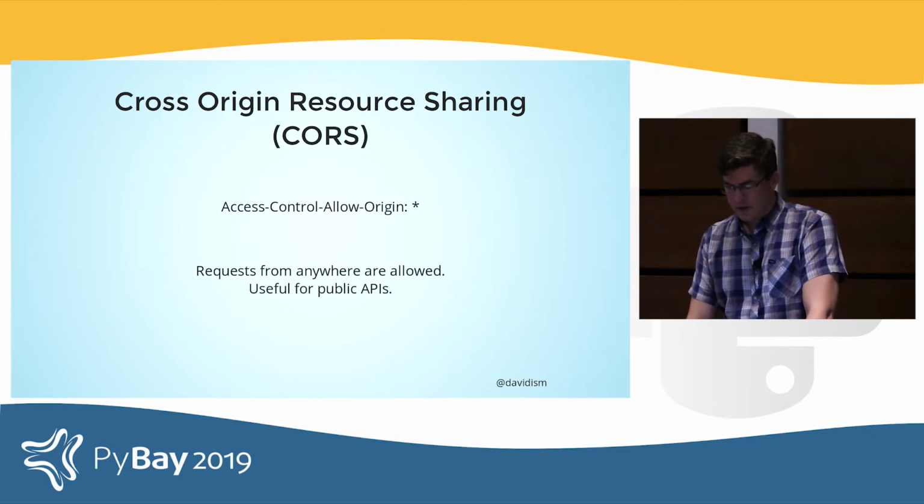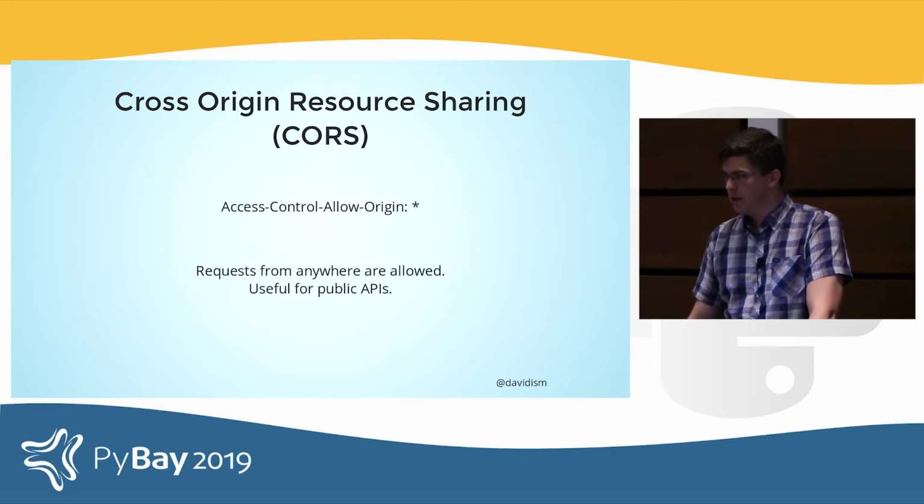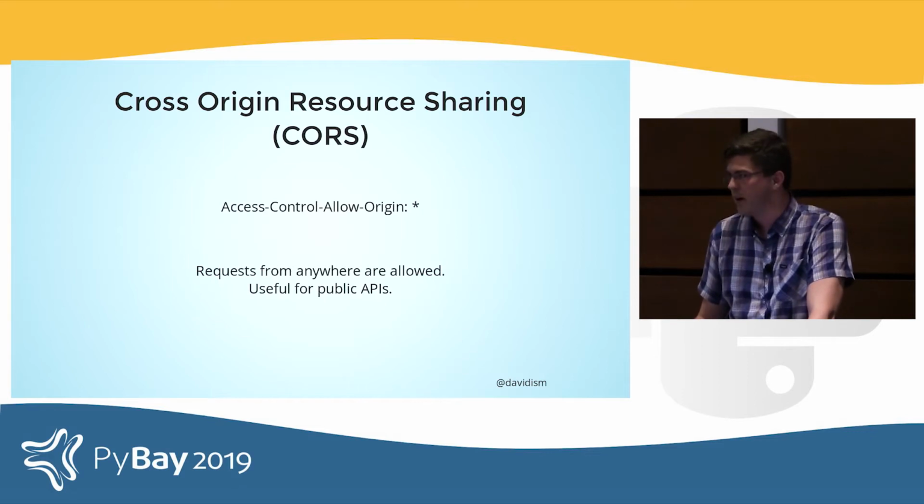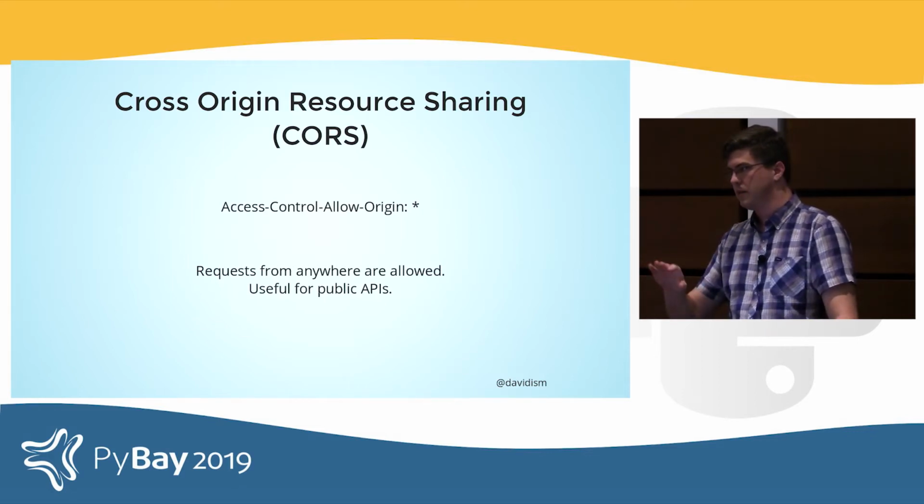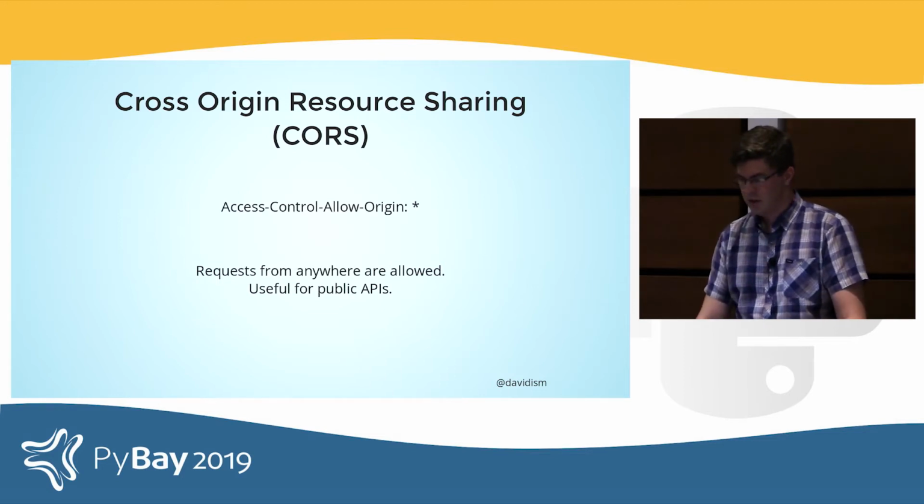So if you are writing an API that you want to be public and you want to be used by other sites, this is the thing you've probably seen recommended all over the place, which is just allow star. And this just allows anything to make any request. It's useful for public APIs, and it can be the right answer. Or you can decide, oh, I'm only going to allow these 3 domains again.